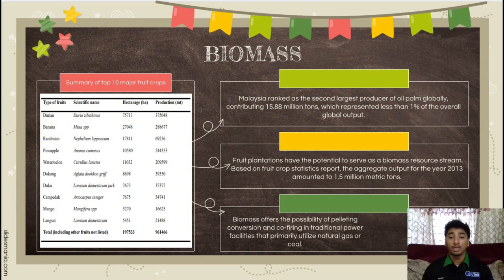Biomass offers the possibility of pelleting, conversion, and co-firing in traditional power facilities that primarily utilize natural gas and/or coal. This is a summary of the top 10 major fruit crops.